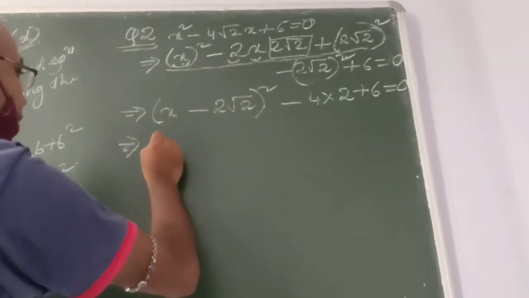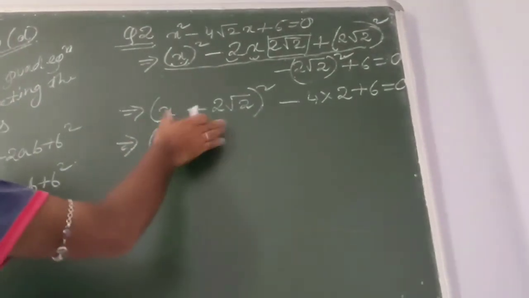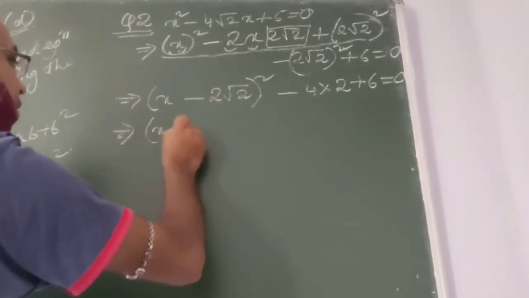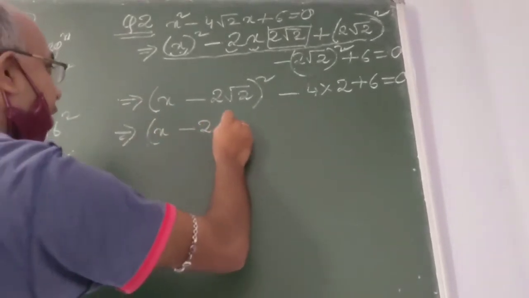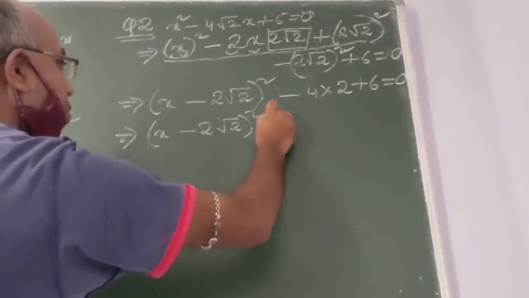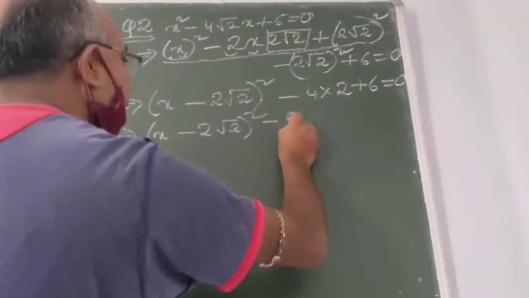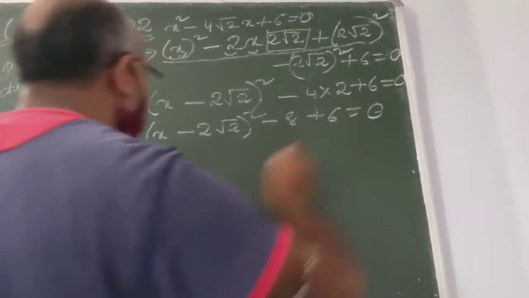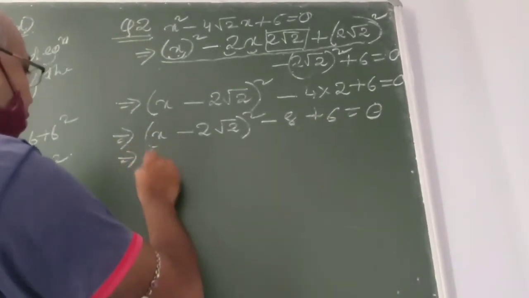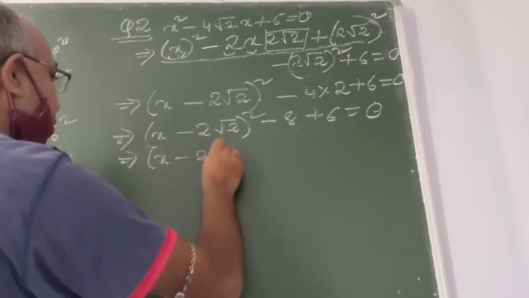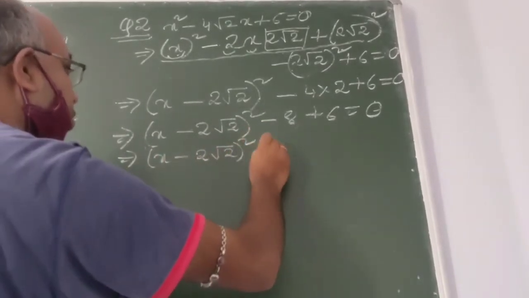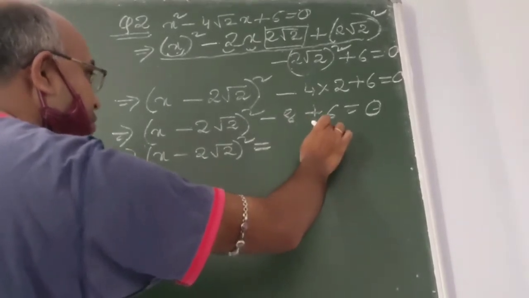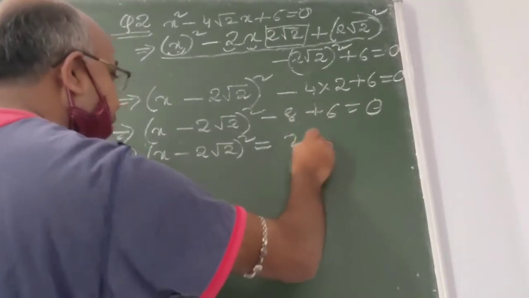Next step. See, we got the completing the square. We have completed the squares. Now it's very simple, just shifting. (x - 2 root 2) whole square minus 8 plus 6 equal to 0. So (x - 2 root 2) whole square is equal to minus 8 plus 6, which is minus 2. If it goes this side, it's plus 2.